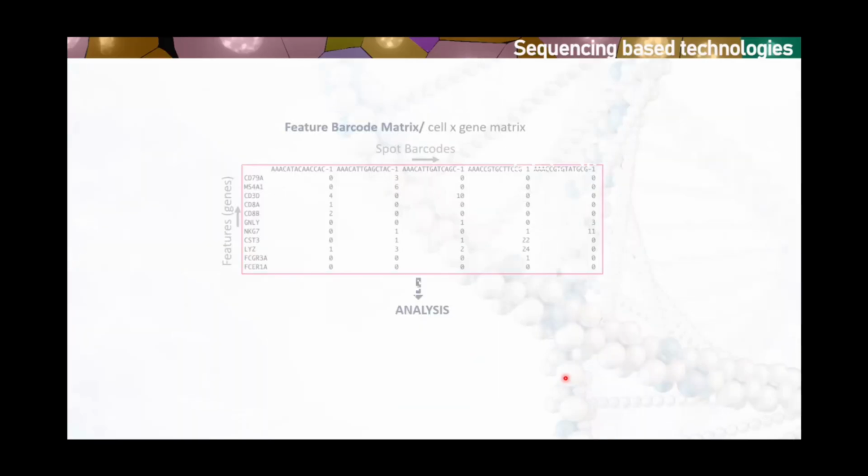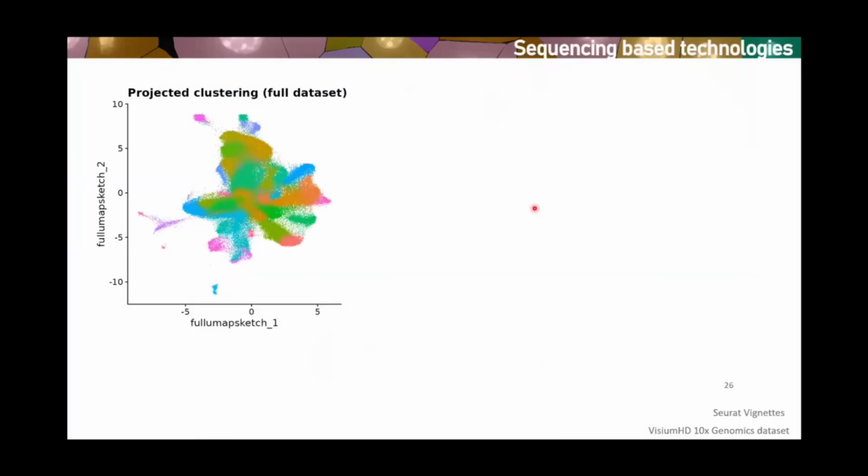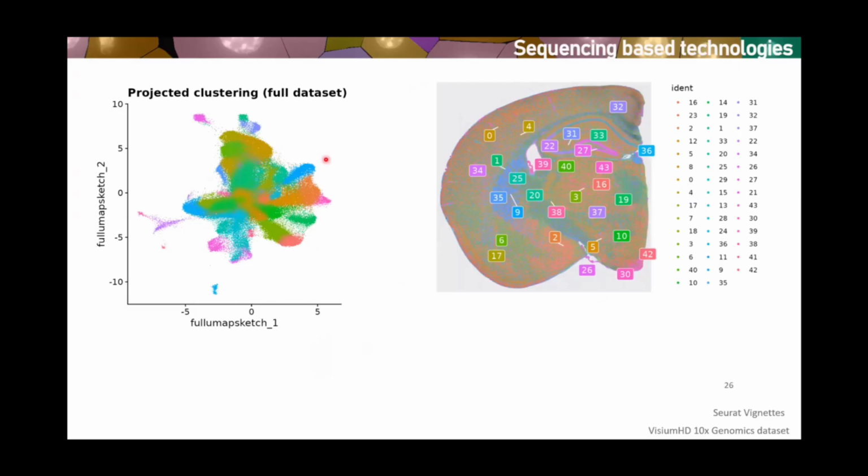There are even more out there, but I think enough with these technologies. As I said before, after you have run your sequencing-based experiment, you get this spot by gene matrix. And as was shown yesterday by Catherine, then you can analyze it and get, for example, the nice UMAPs. And you can identify your clusters. And now the main difference is that you can identify all your clusters directly in your tissue.